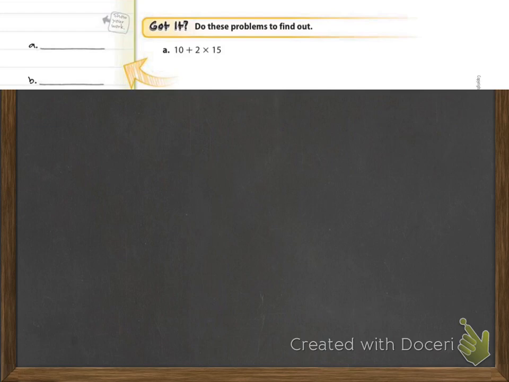Now I'd like you to try the on your own A. So for on your own A, you want to start by writing the problem just like we did in the other examples. So you're going to start by writing 10 plus 2 times 15, and then you're going to go from there. So you want to pause your video now and make sure that you work that problem out.